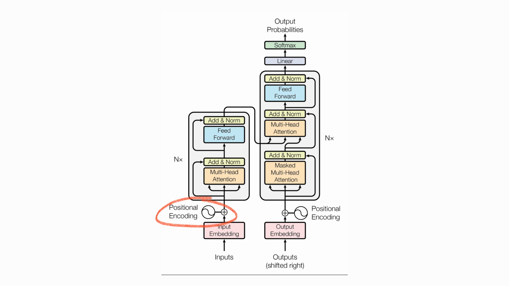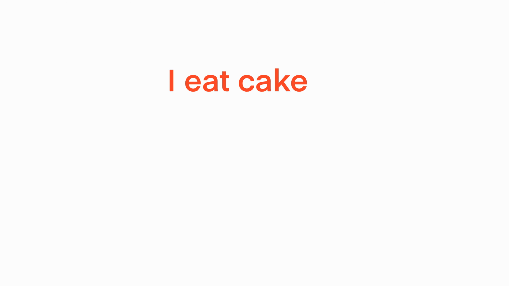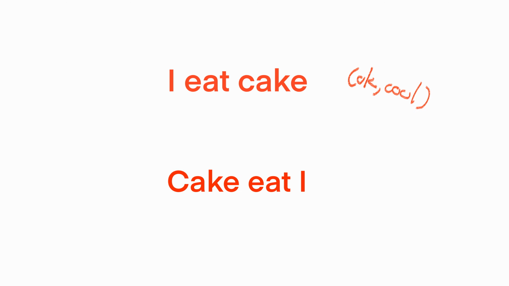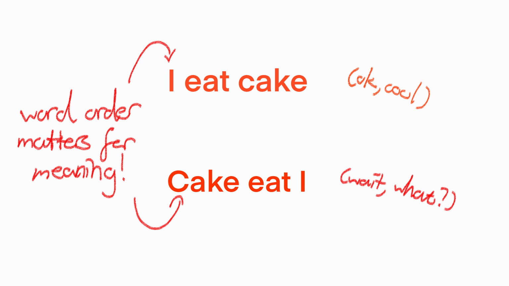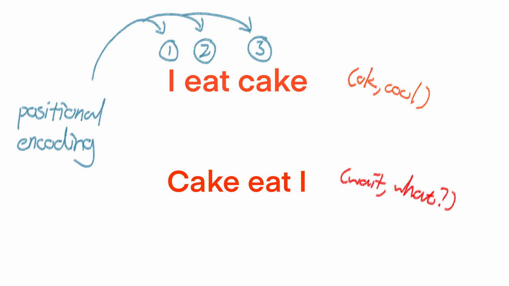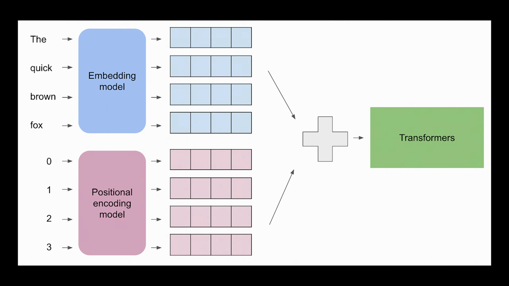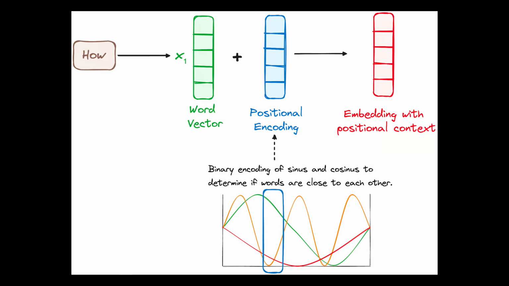Next, positional encoding. Let's look at these two sentences. I eat cake. Okay, cool. Cake eat I. Wait, what? Keeping track of word order is super important, or else the meaning of the text could change drastically, and positional encoding aims to add context of word order in the input phrase on top of the word embeddings, where each positional encoding is unique. How it's done in the original paper is a bit unintuitive, and everyone moved on from this method anyways, so I'm not going to explain it in detail.